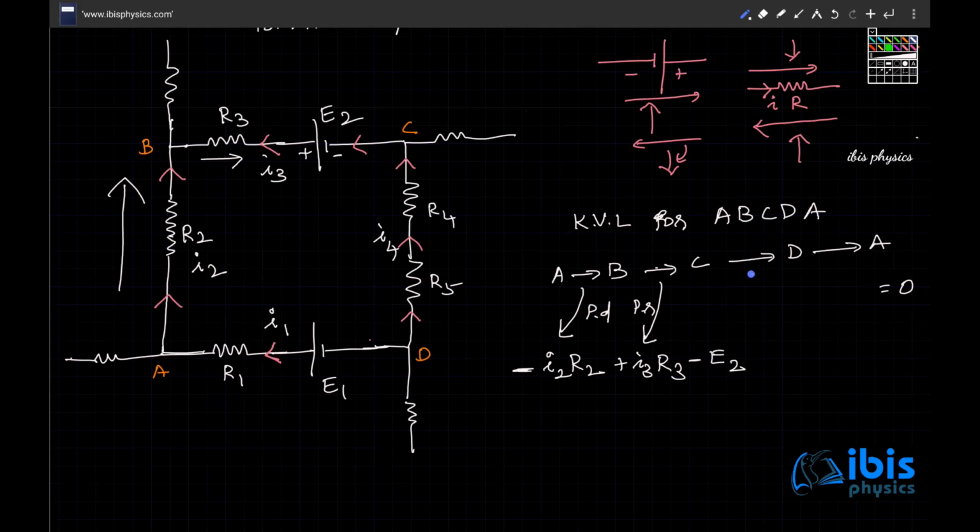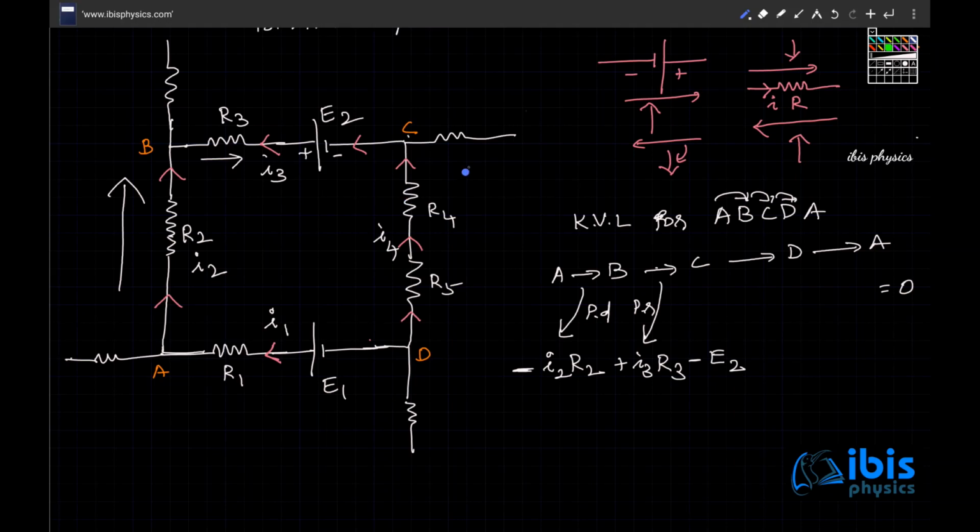Then the next point is, we have done A to B, we have done B to C, then we have to move from C to D. When you move from C to D, there is only one path, so I4 comes through R5, which means the same current has to come through this also.